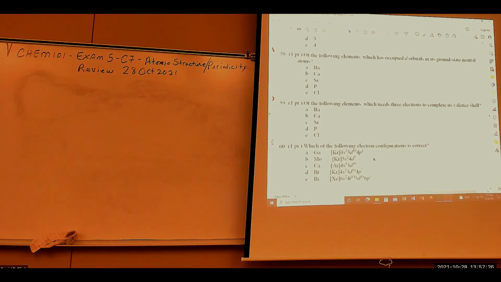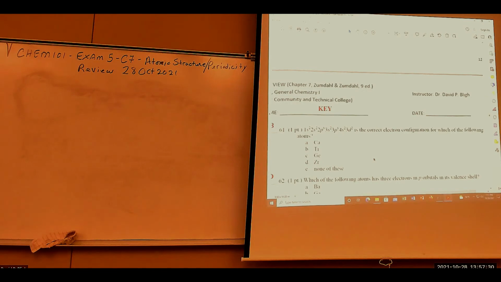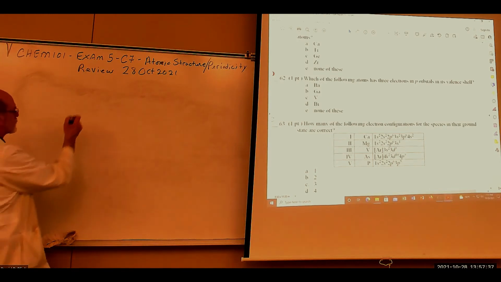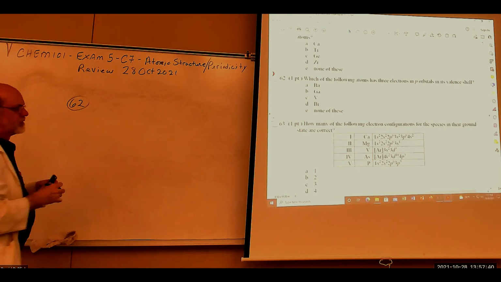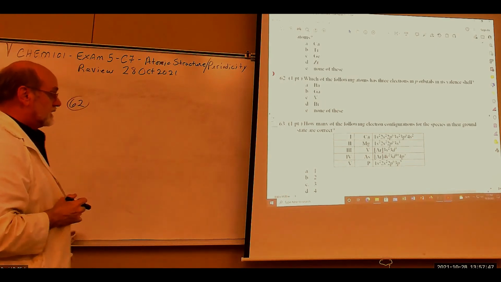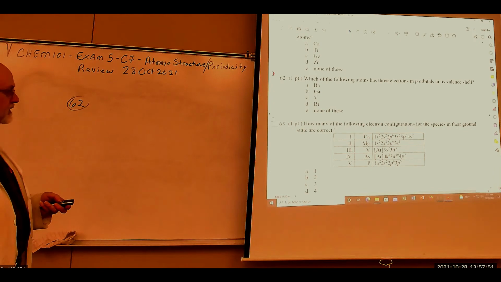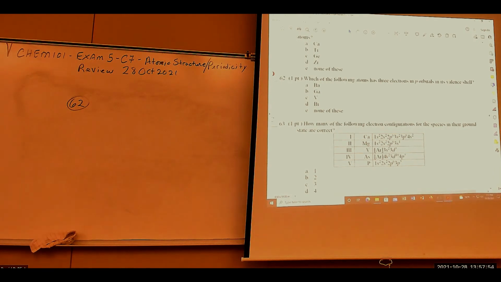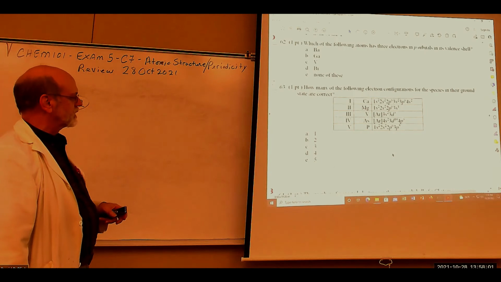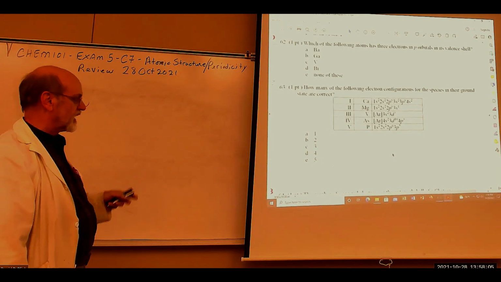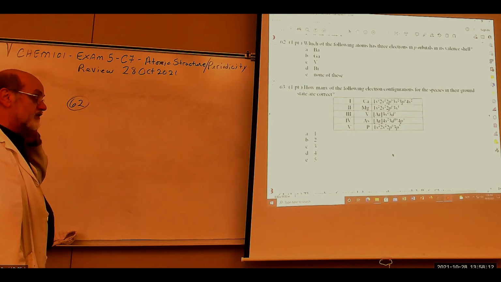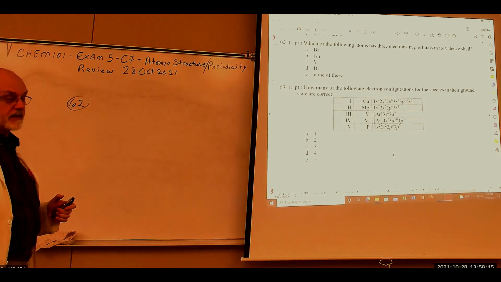Not 60, 62. Scroll. Okay, 62. How many of the following electron configurations for species in their ground state are correct? I chopped one off there. There we go. We just have to look at the electronic configuration of each one, and the periodic table is the best place to go for that.